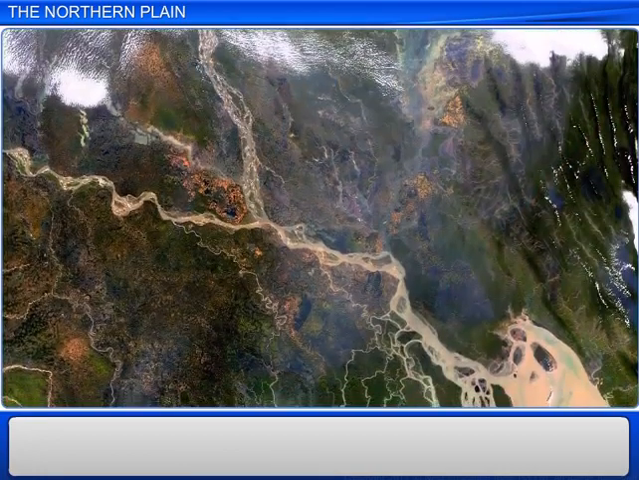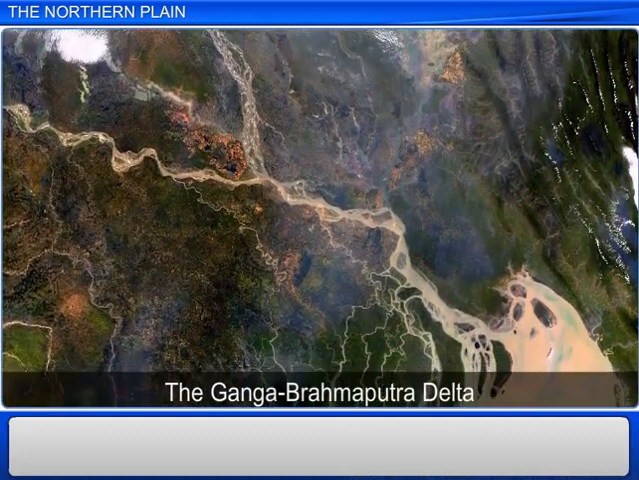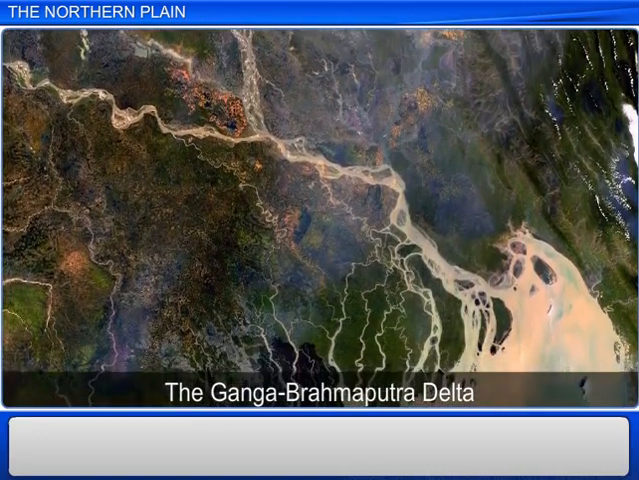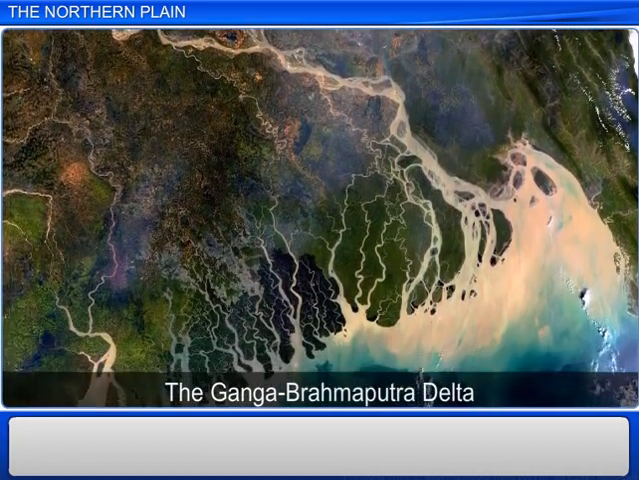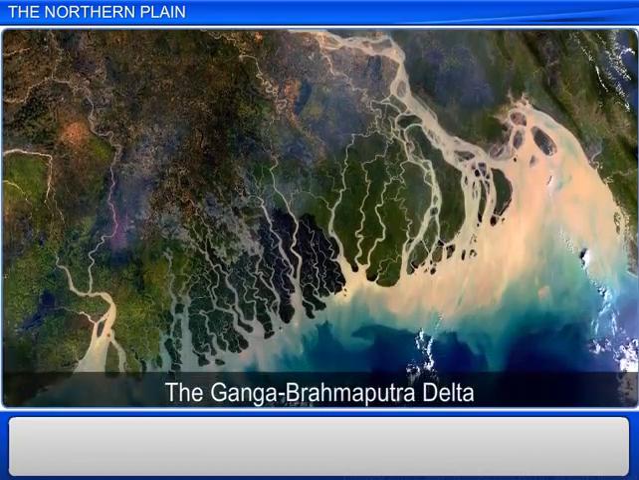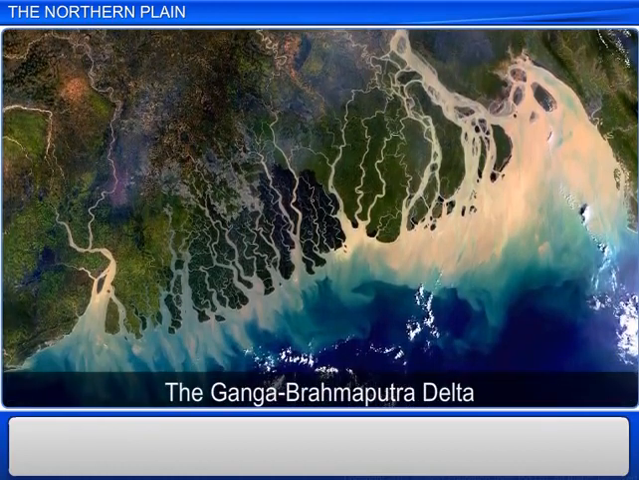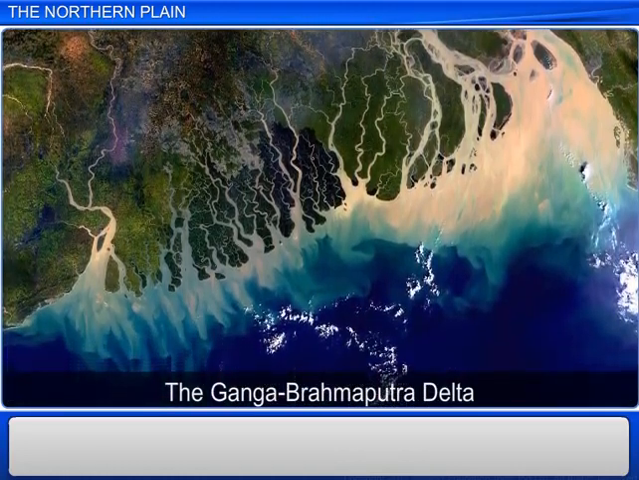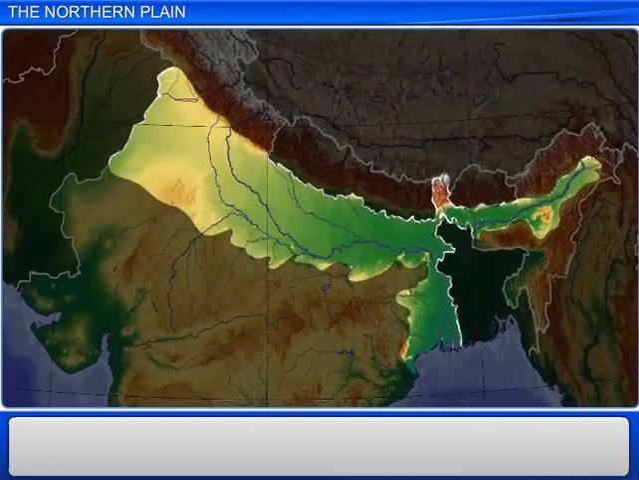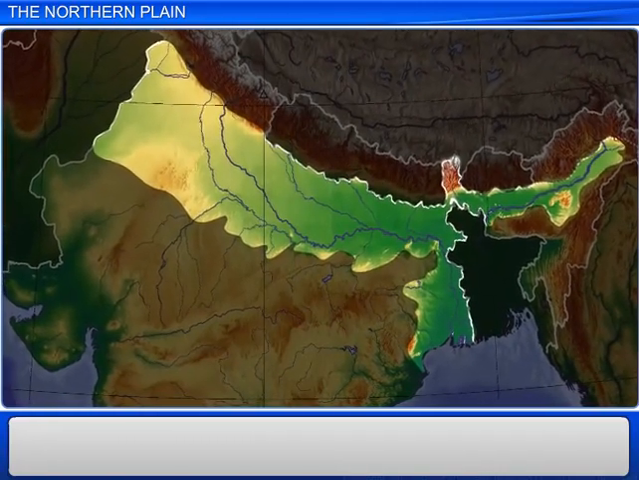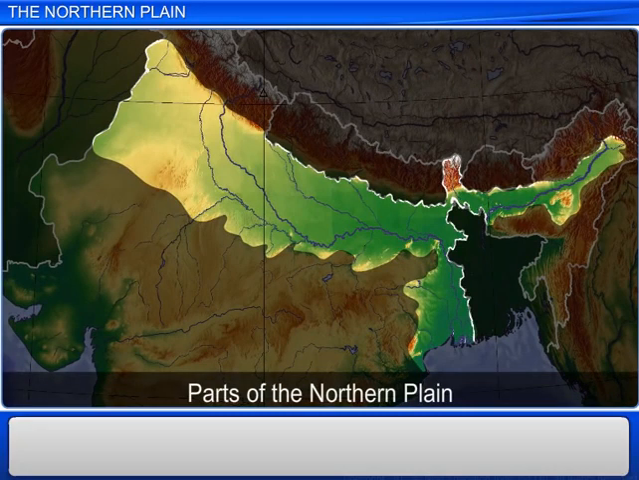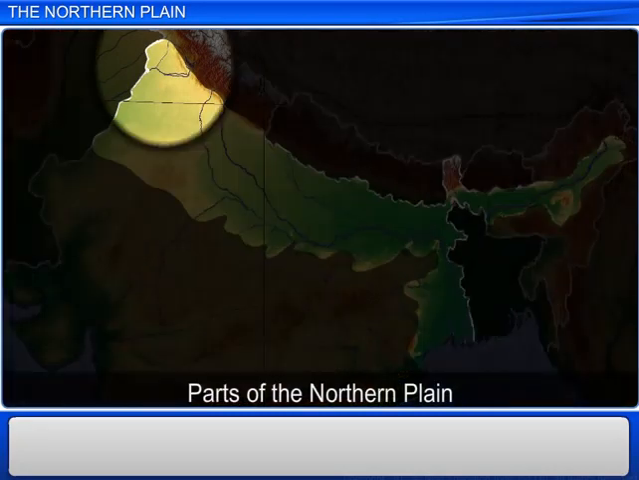For example, the Ganga-Brahmaputra delta is an important part of the northern plain. In fact, with the expansion of the deltas, the northern plain is becoming bigger as well. Now, we'll take a closer look at the northern plain. The northern plain can be divided into three main parts.